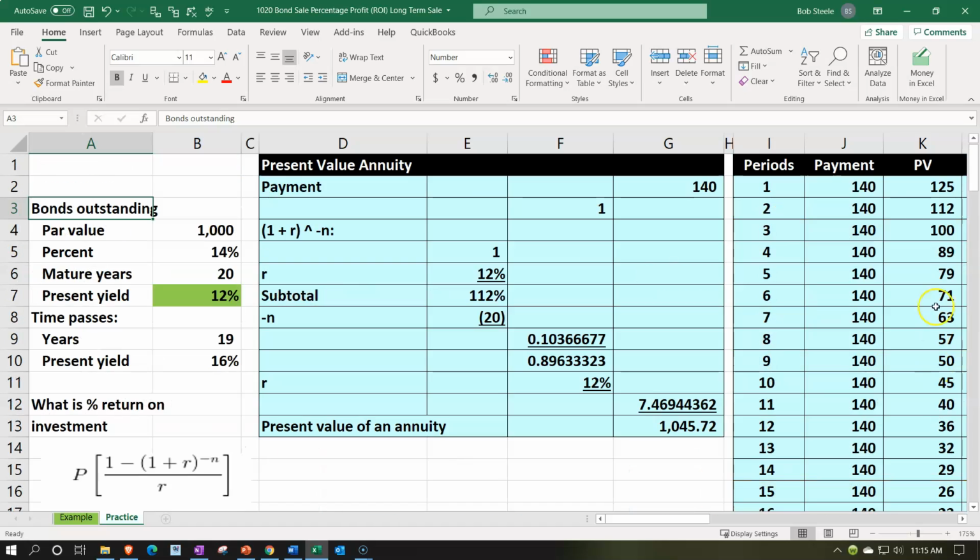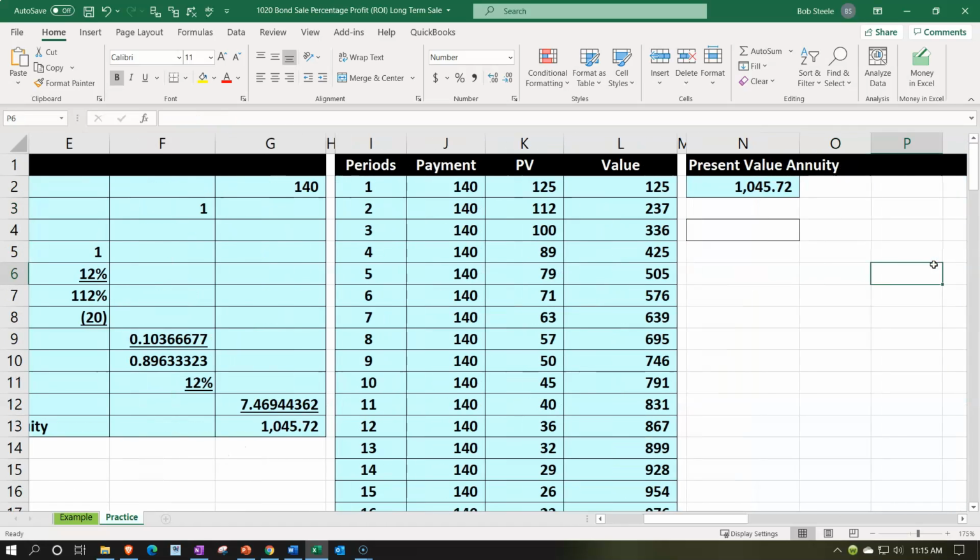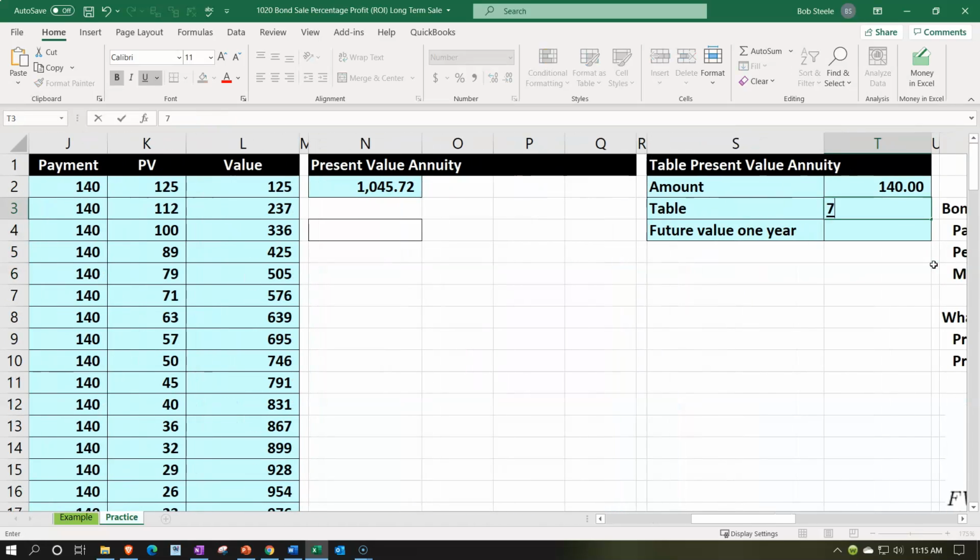7.4694. Then we'll take the 140 times the 7.4694. And we get then the same number, 1054.